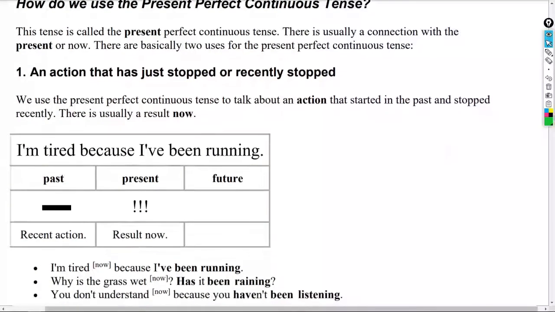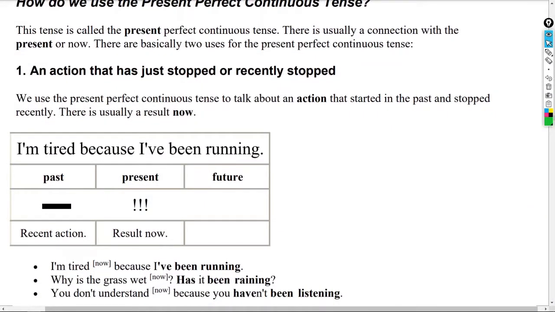Let us see the uses. Let us remember an action that has just stopped, or recently stopped. For that the present perfect continuous tense is used. For an action that has just stopped at the moment of talking: I am tired because I have been running. It means running was continuous, and at the moment it has just recently stopped. So for that also the present perfect continuous tense is used.